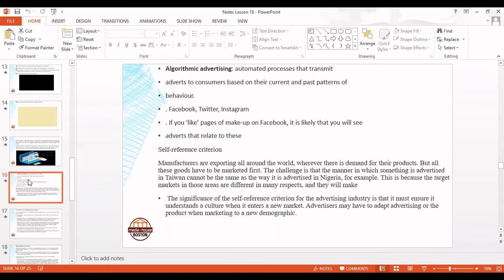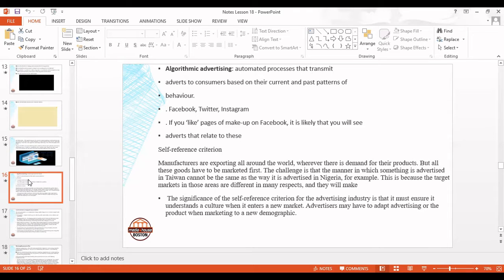Now, let's move on to self-reference criterion. This one, again, a lot of people were failing to answer it correctly in the assignment. It's going to be there in your exam. It's going to be there in advertising forever. Okay, self-reference criterion. This is very easy. Most people were defining it from a marketing perspective. You need to include the advertising perspective of it.